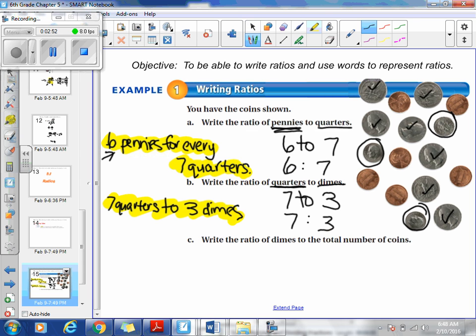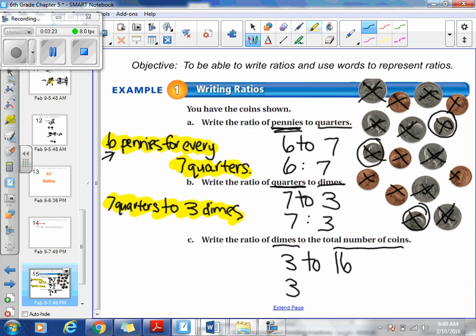Example C, write the ratio of dimes to the total number of coins. So here, dimes, how many dimes are there? There are 3. What is my total number of coins? There's 1, 2, 3, 4, 5, 6, 7, 8, 9, 10, 11, 12, 13, 14, 15, 16. So we could say 3 dimes to how many total coins? 16. So that's every kind of coin. We could write that as 3 to 16.